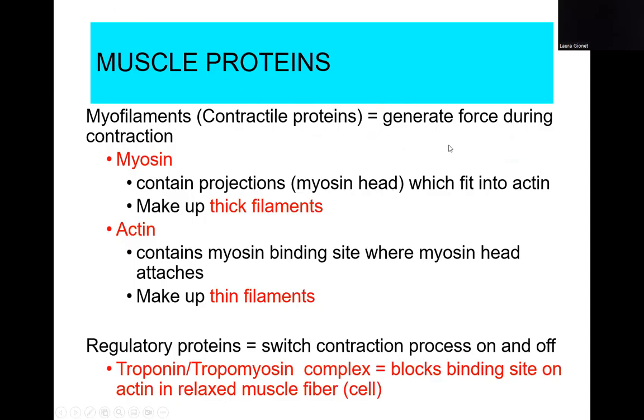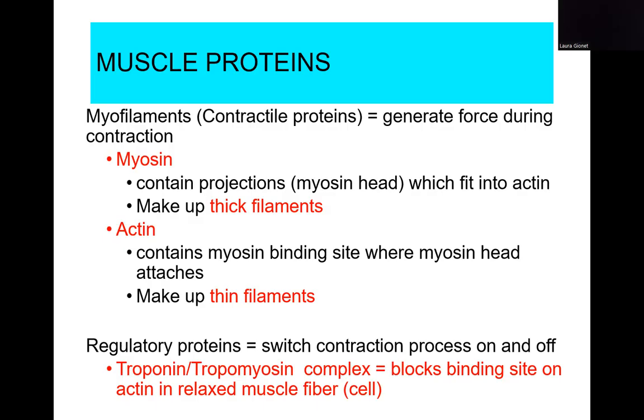Okay, so muscle proteins: myofilaments are the contractile proteins. This is where we generate force during muscle contraction, because these two filaments, the actin and myosin, are going to make contact with one another. We're going to show you some videos of that. Myosin contains projections, myosin heads, which will fit into the actin molecule. We'll see what that looks like. There's a little depression in there. They make up thick filaments. The actin proteins contain myosin binding sites where the myosin head is going to attach. These are the thin filaments.